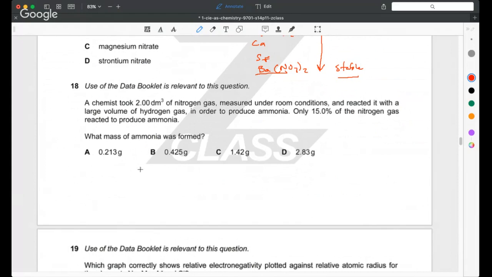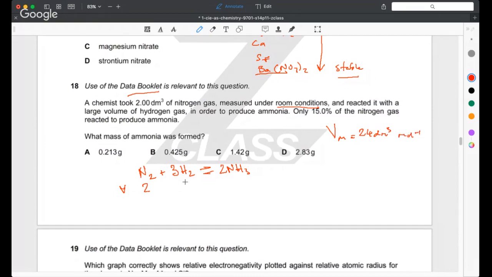So you've got nitrogen, and the stoichiometric coefficient is 3 lots of hydrogen. This is the Haber process, isn't it? You're making 2 lots of ammonia. And it tells you that the volume here was 2 decimeters cubed. It also tells you you're looking something up in the data booklet. The thing that you're looking up under room conditions is the molar volume, which is 24 decimeters cubed per mole.